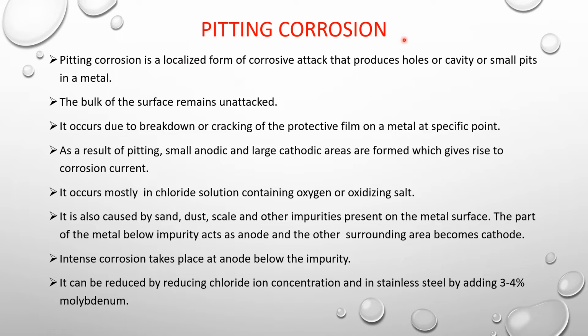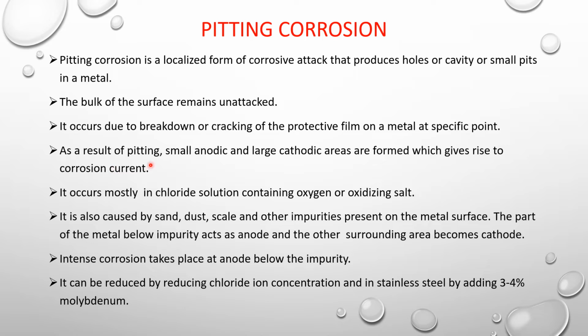Let us talk about pitting corrosion. Pitting corrosion is a localized form of corrosive attack that produces holes, cavities, or small pits in a metal. The bulk of the surface remains unattacked. It occurs due to breakdown or cracking of the protective film on a metal at specific points at which the holes, cavities, or small pits are formed.